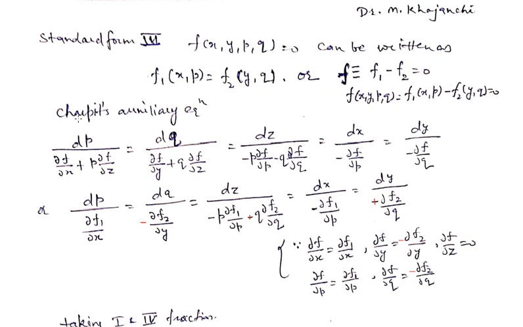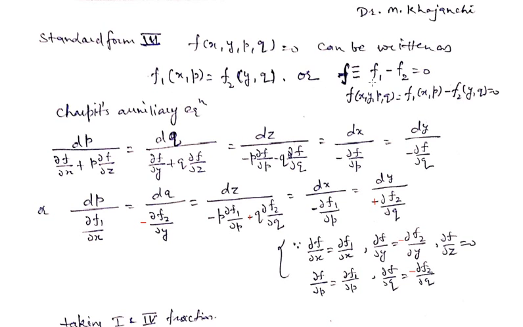Now we use the Charpit auxiliary equation, which is dp upon del f upon del x plus p del f upon del z, equals dq upon del f upon del y plus q del f upon del z, equals dz upon minus p del f upon del p minus q del f upon del q, equals dx upon minus del f upon del p, equals dy upon minus del f upon del q.